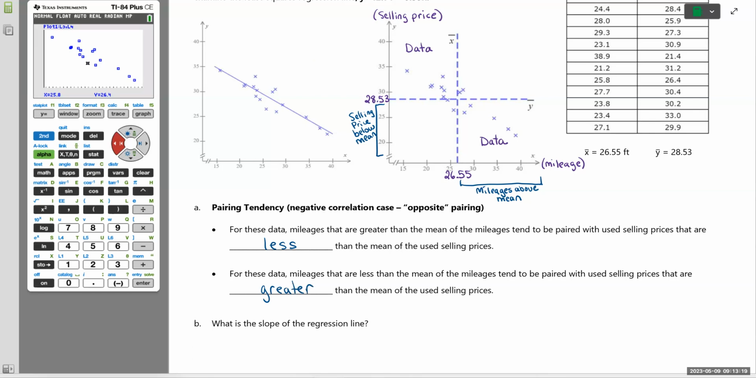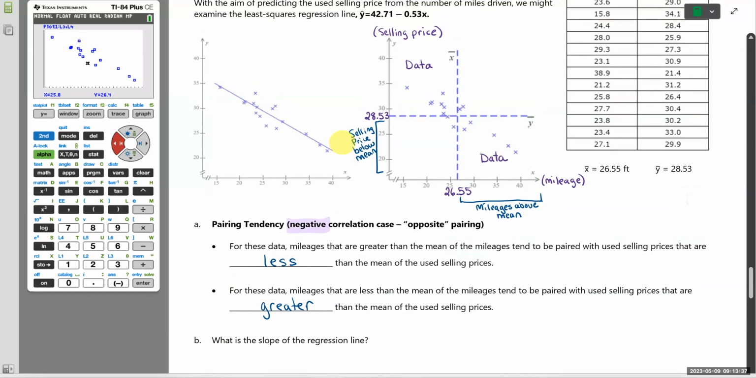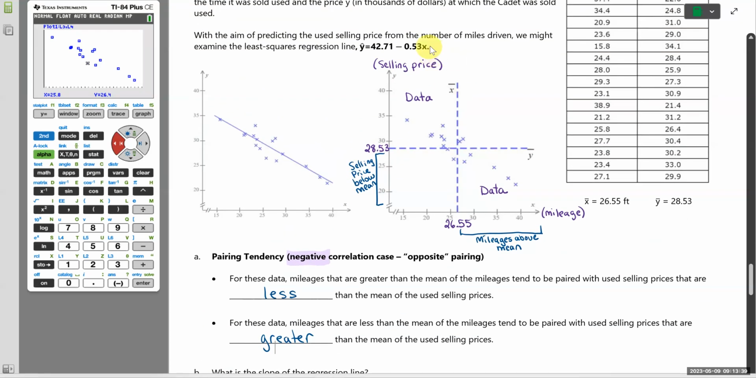All right, so the summary is when we have a negative correlation, opposite pairing to me is my way of saying when one number is high, the other one tends to be low. All right, and then let's address the regression line. So it says, what is the slope of the regression line? So the slope is the coefficient of x.